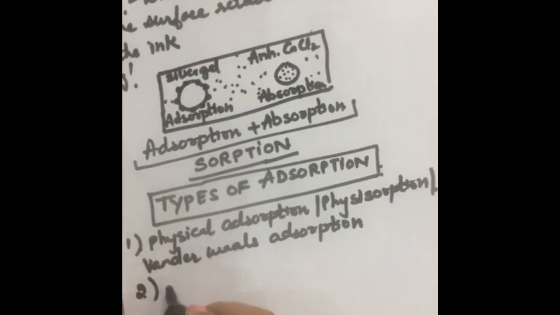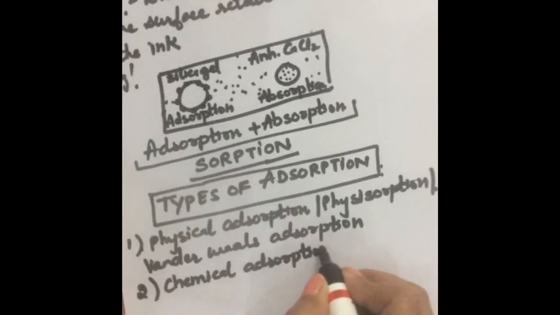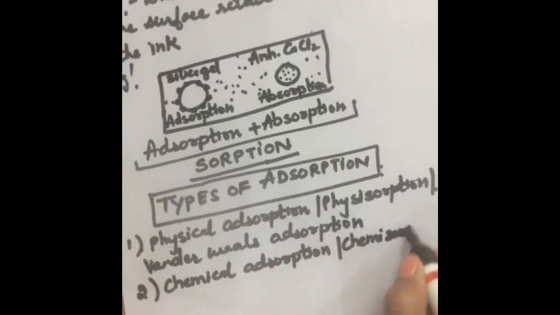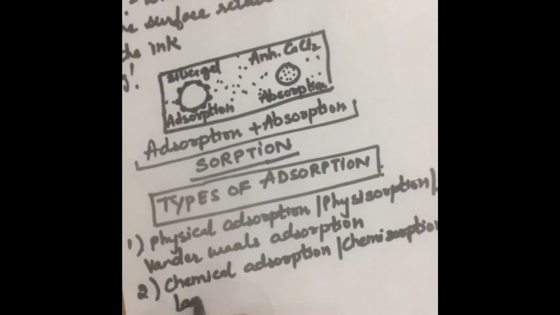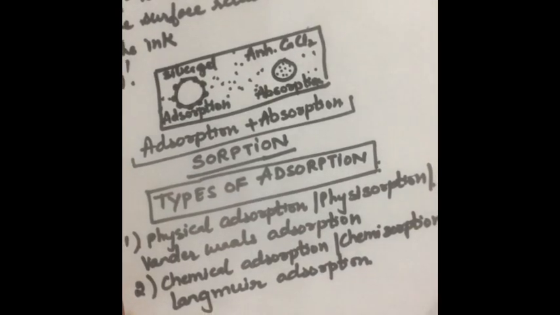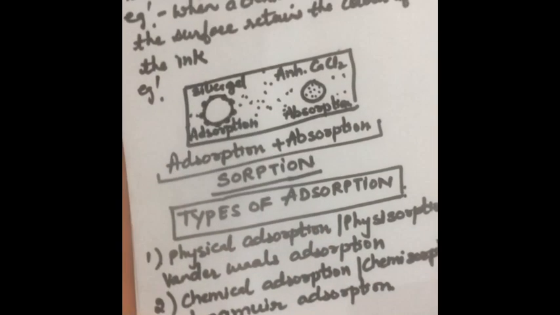Second type is chemical adsorption, or also called chemisorption, or also known as Langmuir adsorption. So adsorptions are of two types, physical adsorption and chemical adsorption.